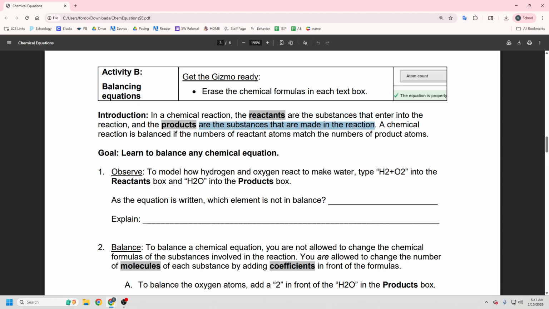Both those numbers, the subscripts and the coefficients, when you add them together, need to be the same to have a balanced chemical equation. Observe. To model how hydrogen and oxygen react to make water, type H2 O2 in the reactants box and H2O in the products box.